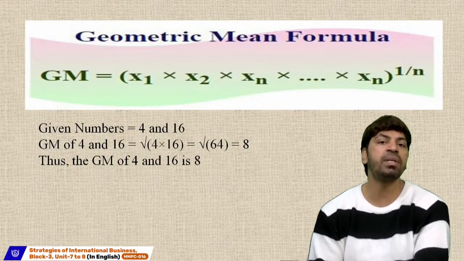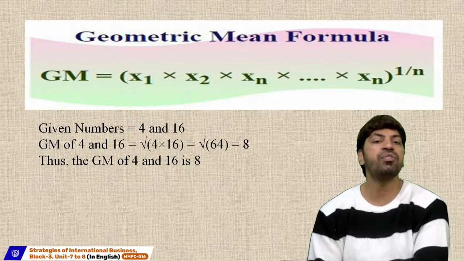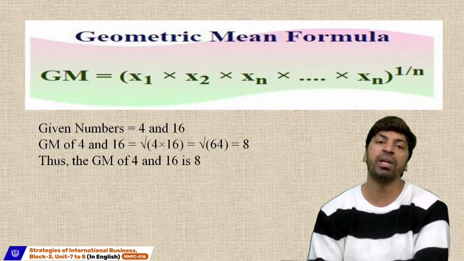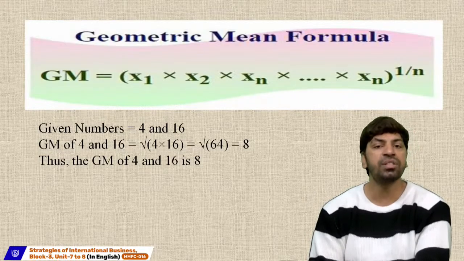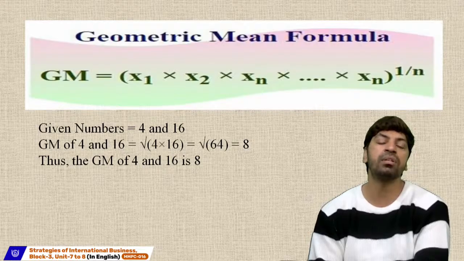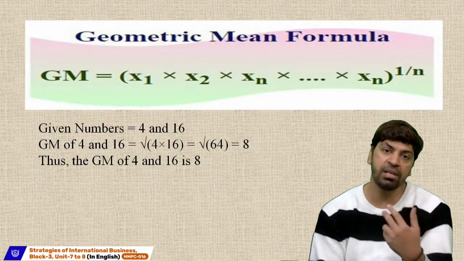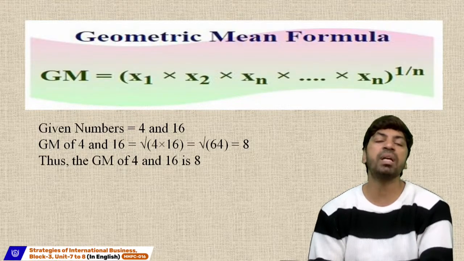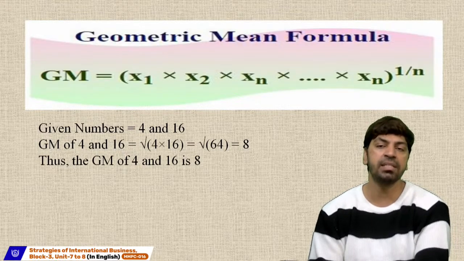Given numbers are 4 and 16. The geometric mean of 4 and 16 is the root of 4 into 16. 4 into 16 is 64, so we get the new value, and we just take the square root, because there are two values. So the square root of 64 is 8. So the geometric mean of 4 and 16 is 8.